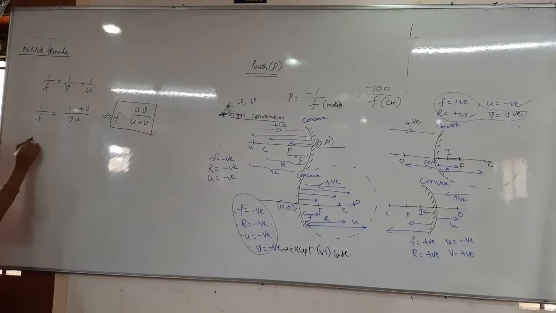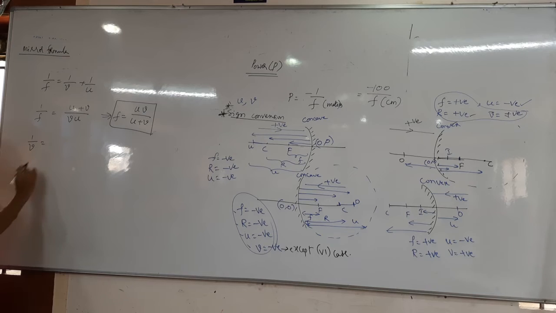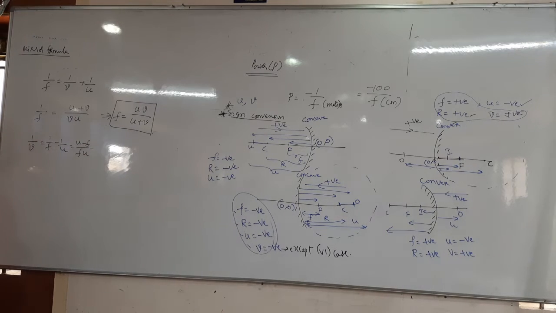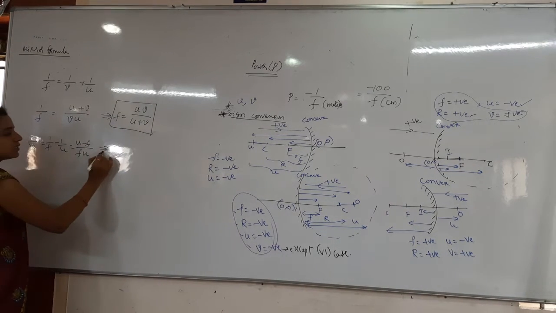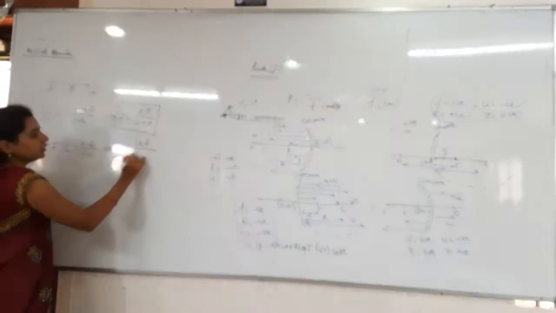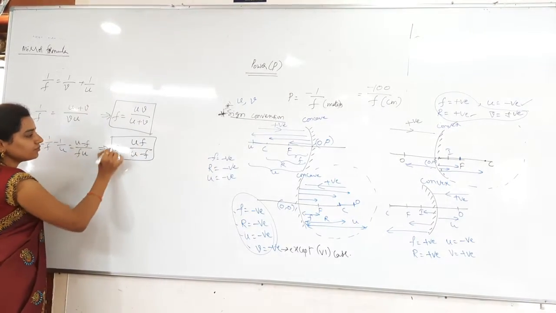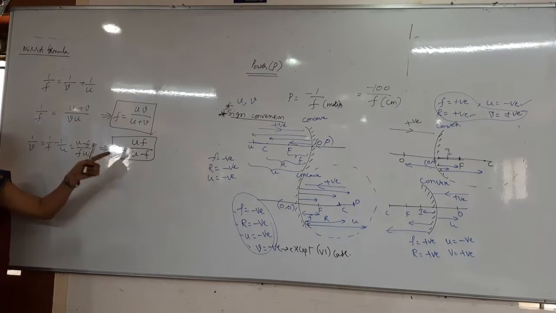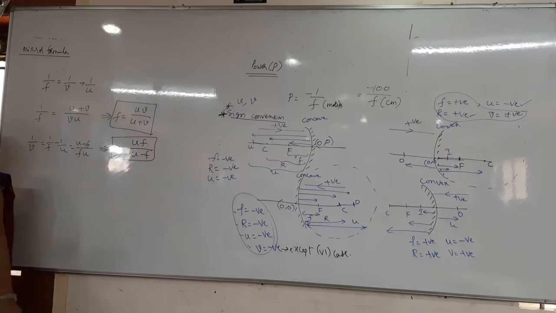Now I want to find out the image distance. 1 by v is equal to what I can write? 1 by f minus 1 by u. 1 by f minus 1 by u means what will be the LCM here? fu is the LCM, u minus f will be there in the numerator. Now the image distance v is equal to what I can write? uf by u minus f. Always object distance or image distance will be positive, focal length will be negative only in these formulas.